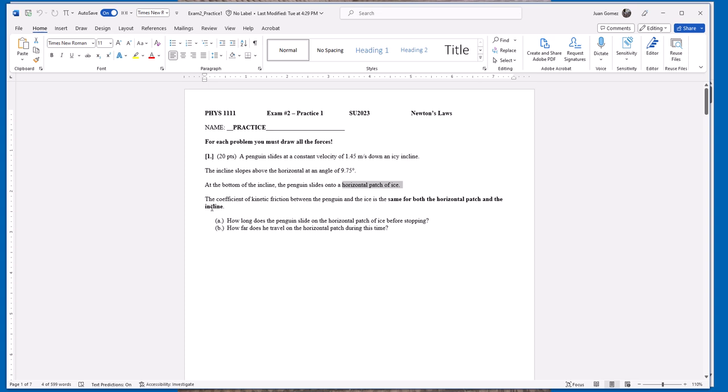Once he gets to the horizontal, the penguin eventually comes to a stop. On the horizontal, there's some v initial, which is non-zero. We know v final is 0 because the penguin stops. So we have vi, vf, a distance x, and an acceleration a. We're also going to have to apply one or more of the 1D kinematic equations. It's a very, very standard problem. Let's go ahead and set up the solution.